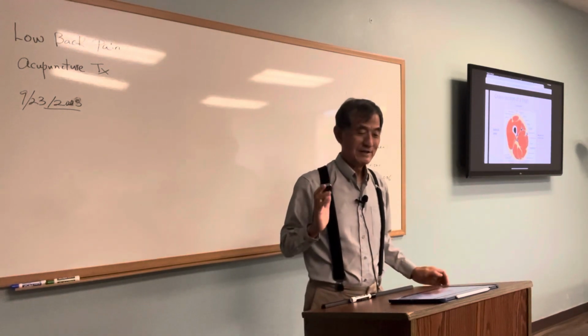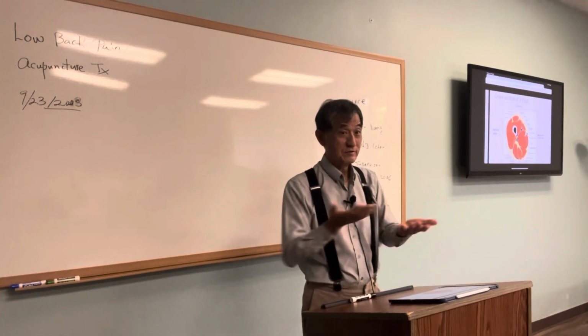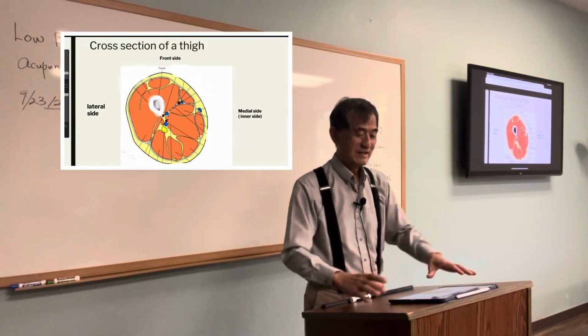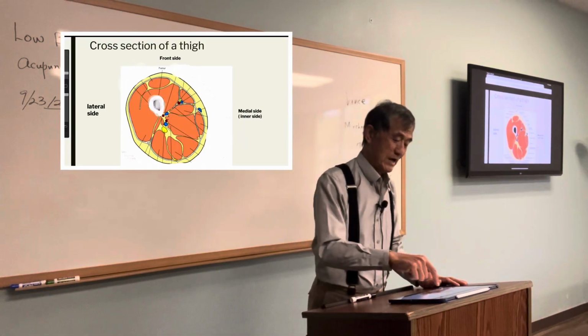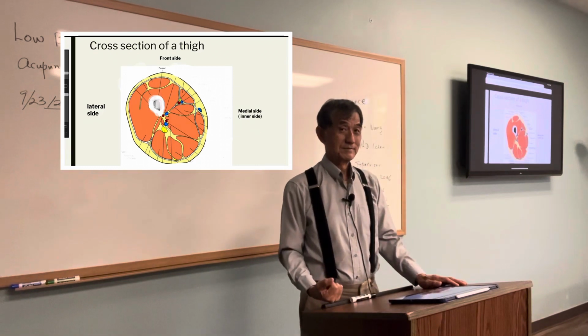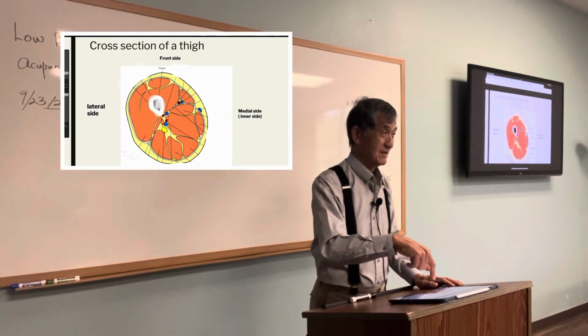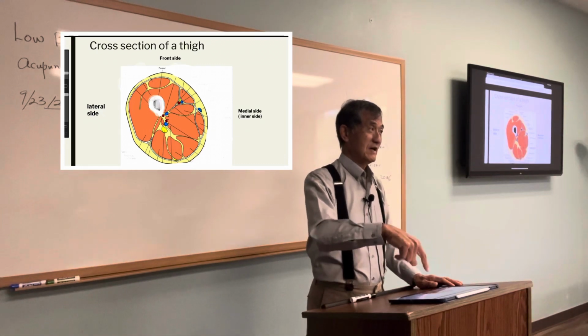Okay. Look at this picture. This is a cross section of the thigh muscle. Yeah. Don't look at the label here. Okay, the white one is the bone. Okay? The white one is the bone. Which side is the medial side?